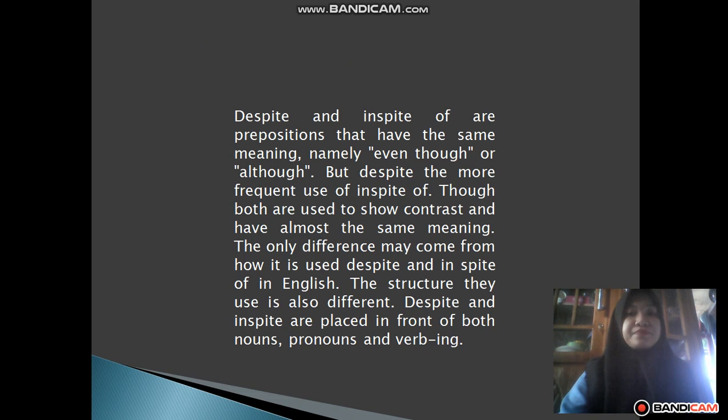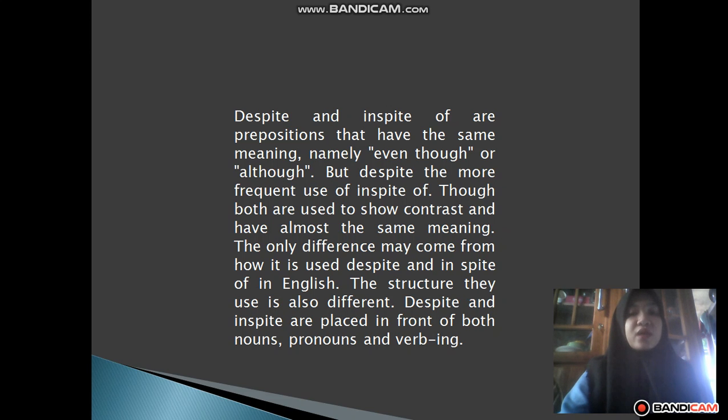Despite. Despite and in spite of are prepositions that have the same meaning, namely even though or although. But despite the more frequent use of in spite of, both are used to show contrast and have almost the same meaning. The only difference may come from how despite and in spite of are used in English. The structure they use is also different.